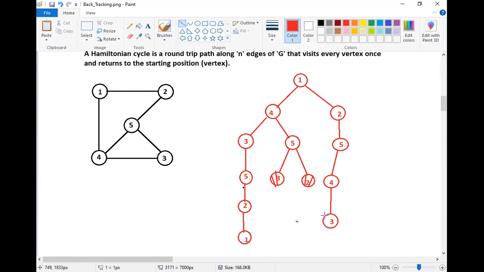So highlight that as a dead end. Once we get a dead end, we need to backtrack. So from 3 I will come back to 4. From 4 there are no other possibilities, so come back to 5. Now from 5, where else can I go? 3. So from 5, now I can go to 3 here.